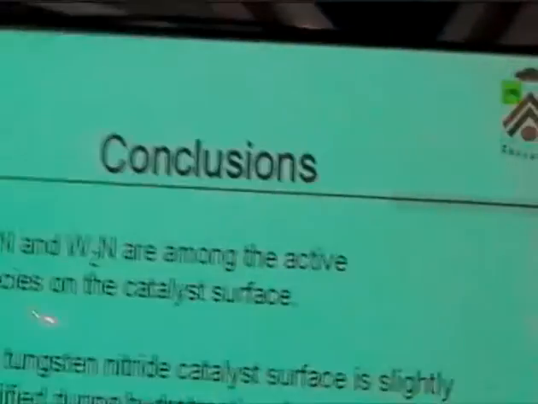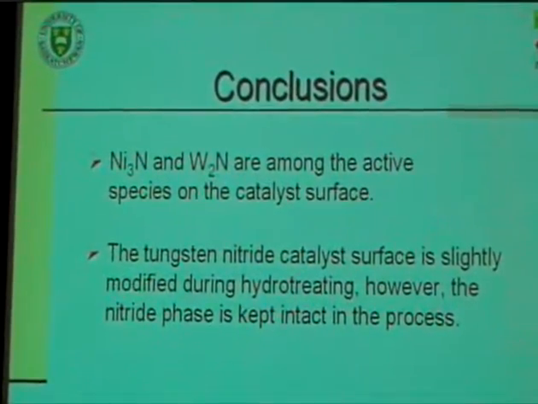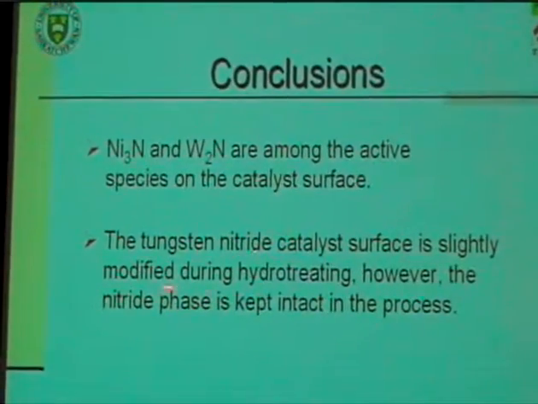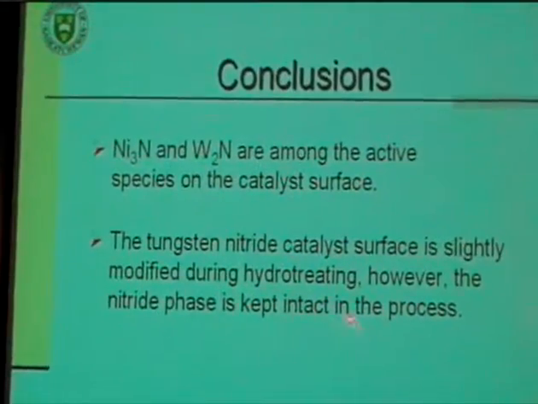Nickel nitride and tungsten nitride are among the active species on the catalyst surface. Then lastly, the tungsten nitride catalyst surface is slightly modified during hydrotreating. However, the nitride phase is kept intact in the process.